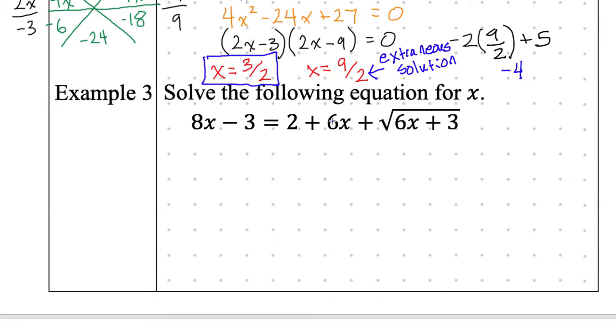So can someone subtract 2 and subtract 6x from both sides and tell me what I get? Quiet raised hand. What am I going to do here? James? You're going to have negative 2x minus 4. Yeah, definitely minus 5. You said negative 2x or positive 2x? Positive 2x. Okay, positive 2x. And then on the right-hand side, I'm left with the square root of 6x plus 3. There it is. So we haven't done anything too tricky. This is still kind of like first half of Algebra 1.